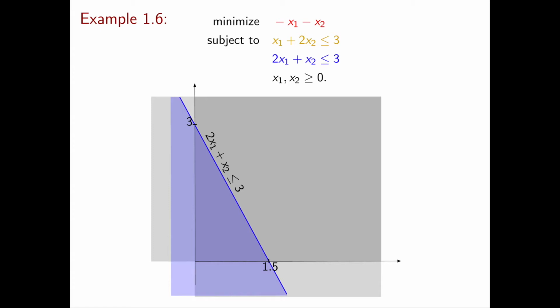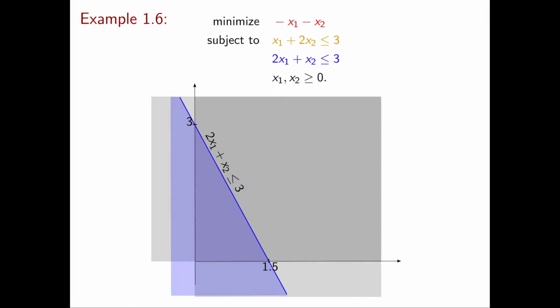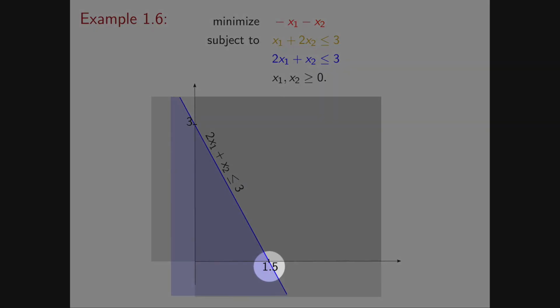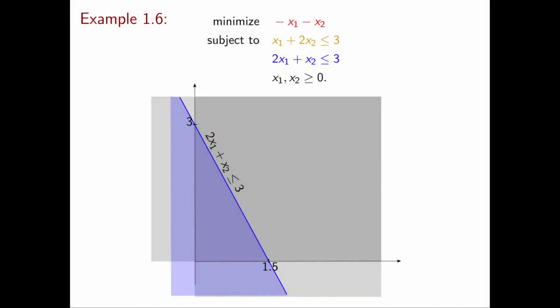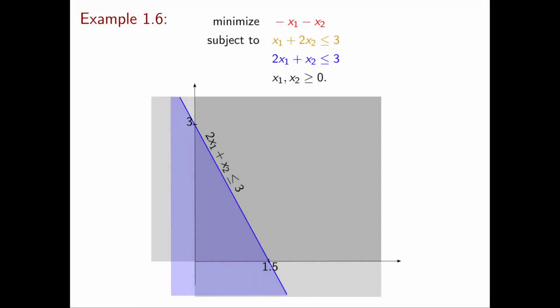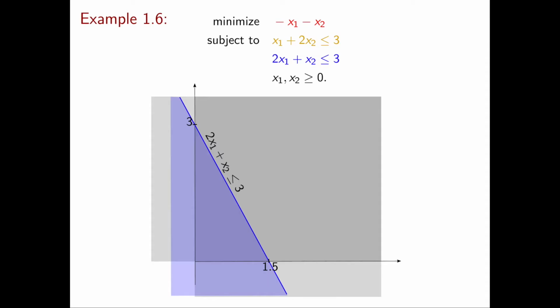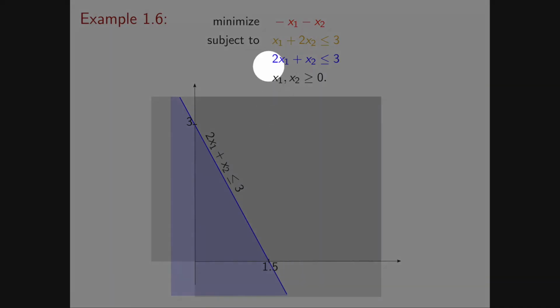So let's do it. If I set the x2 variable to 0, I obtain 2x1 equal to 3, so x1 equal to 3 halves, and that's exactly the point here, so I know that my blue line must pass through this point (1.5, 0). Vice versa, if I set x1 to 0, I obtain x2 equal to 3, so I know that my blue line will pass through the point (0, 3). Now there's only one line that passes through these two points, and it's the one drawn here. The points on this line are exactly those that satisfy 2x1 plus x2 equal to 3.